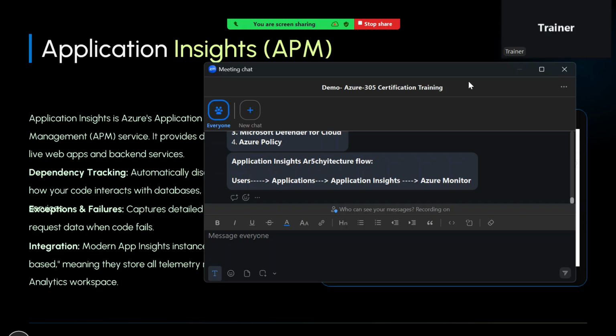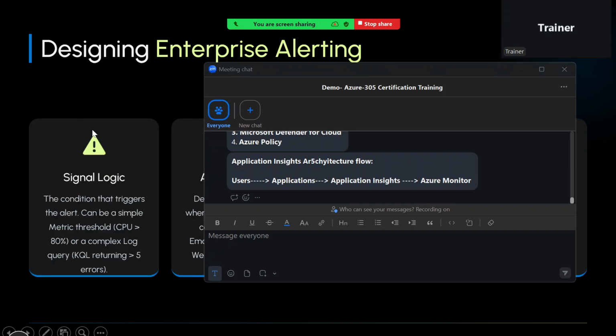Okay. Now there is another thing, which is Azure Advisor. Okay. So what is Azure Advisor? So Azure Advisor is Azure's recommendation engine. It analyzes your environment and provides best practices and optimization recommendations. Okay. So Azure Advisor categories are, which basically provide recommendations for reliability, security, performance, cost, and operational excellence.